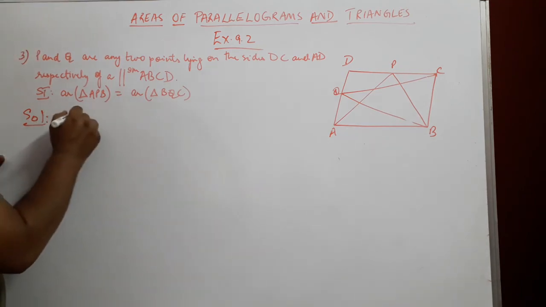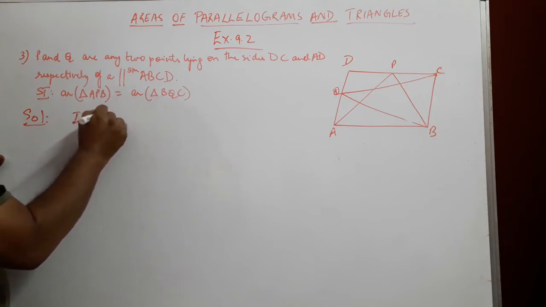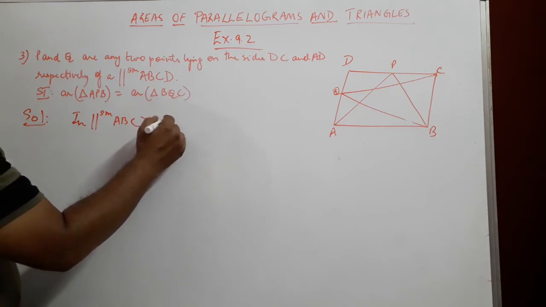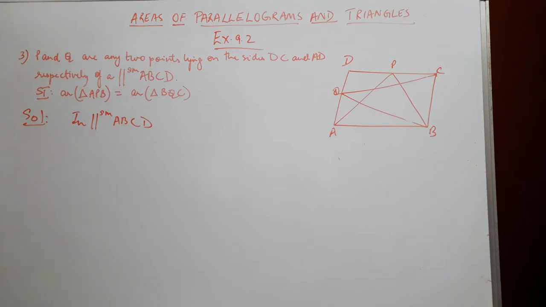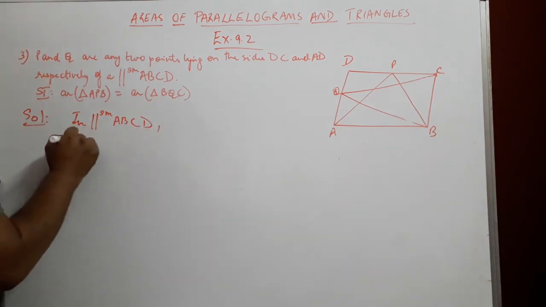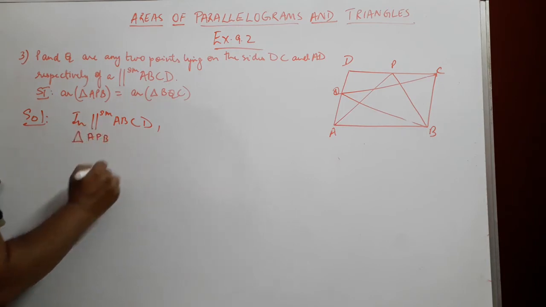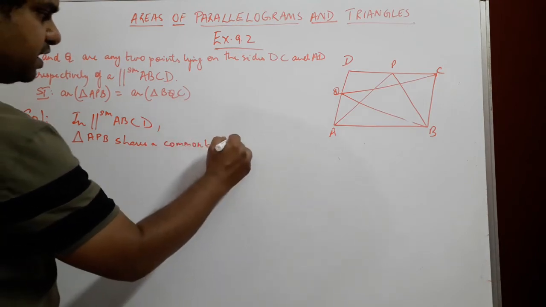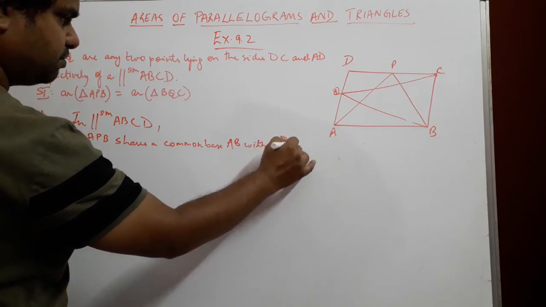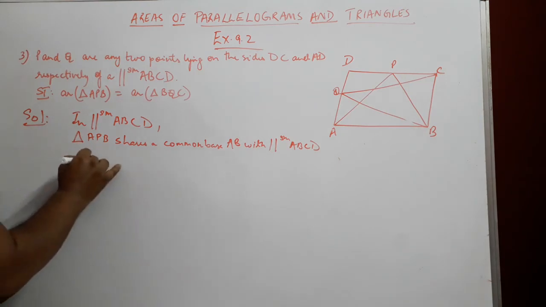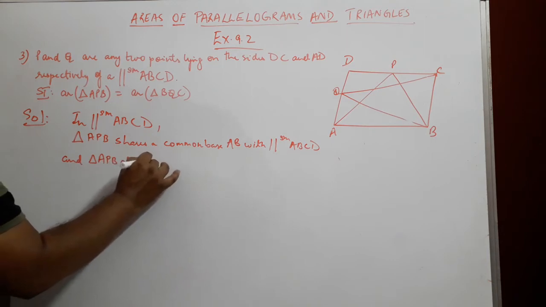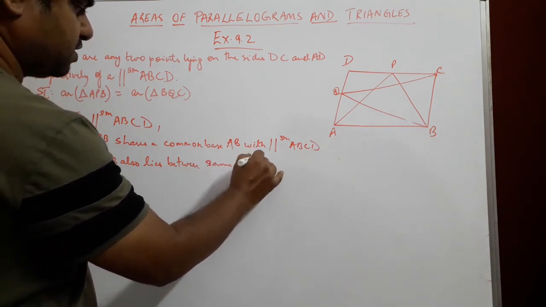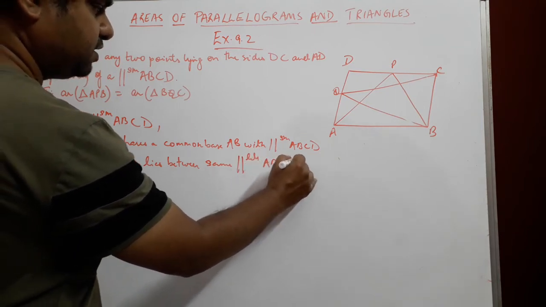Solution. We say in parallelogram ABCD, triangle APB shares a common base AB with parallelogram ABCD, and triangle APB also lies between same parallels, that is AB and DC.